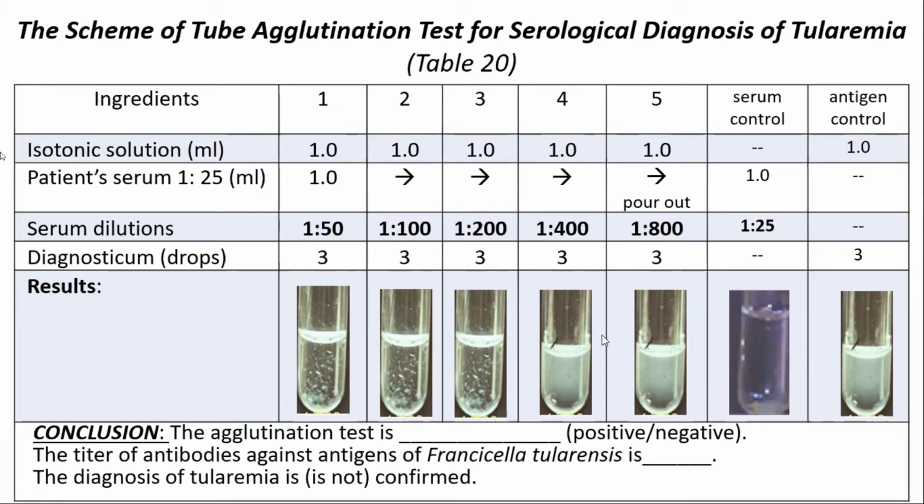In the remaining 2 test tubes, we can see turbidity like in the antigen control. It means it is negative. The conclusion: the agglutination test is positive. The titer of antibodies against antigens of Francisella tularensis is 1 to 200. And I'll remind you that diagnostic titers start from 1 to 100. So it is twofold higher, and you can say that the diagnosis of tularemia is confirmed.